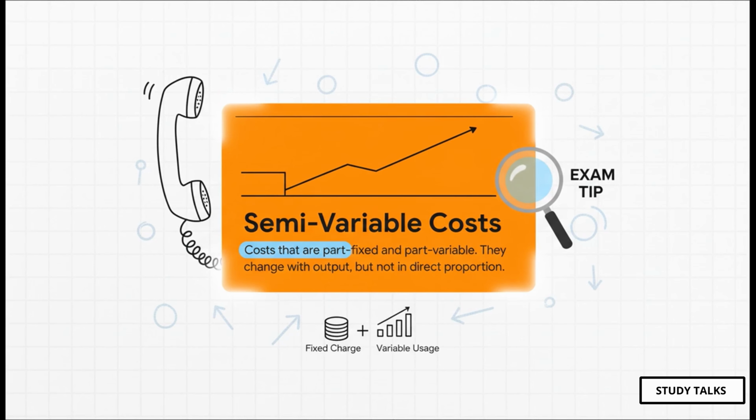Of course, in the real world, things are never that simple, right? A lot of costs are a mix of both. We call these semi-variable costs. They've got a fixed part and a variable part. The classic example everyone uses, because it's perfect, is your phone bill. You have a fixed rental you pay every month no matter what. Plus, you have a variable charge that depends on how many calls you make. So the total bill changes, but it doesn't change in perfect proportion to your usage.